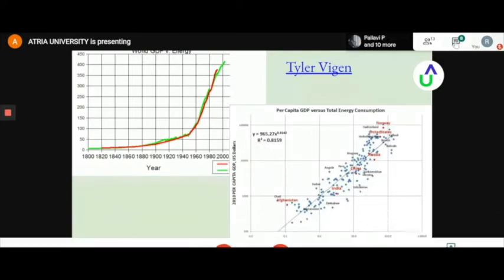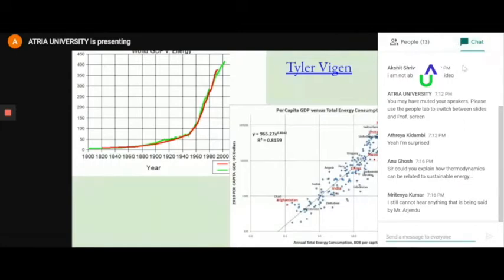But crudely speaking, energy is a good proxy for economy, it turns out. So the economists fortunately have to listen to a scientist once in a while. Okay, keep going.